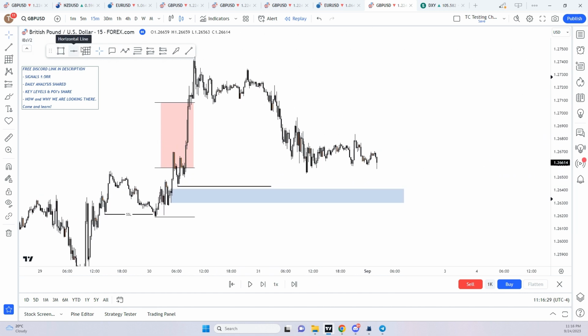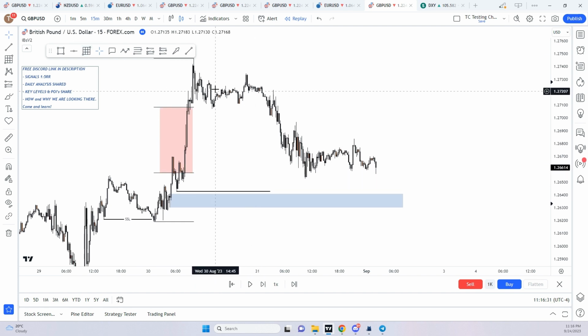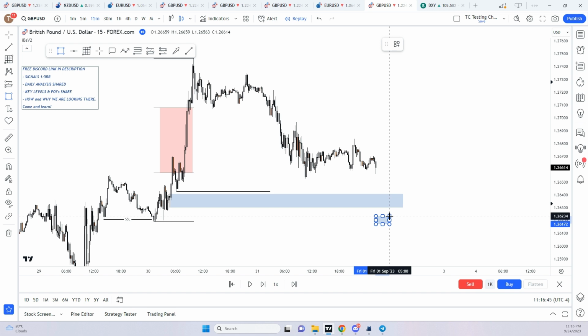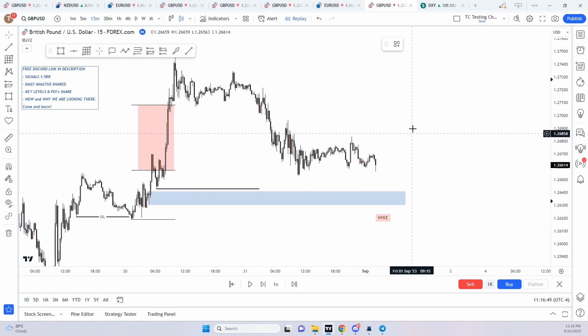Now, what have we done? We've defined our range. We've defined a point of liquidity to take into our order block. Now we need to denote our session open when we want to be trading. And in this instance, it's going to be London Kill Zone, which is going to be Frankfurt open until 5 a.m. New York local time. So that's 2 a.m. to 5 a.m.